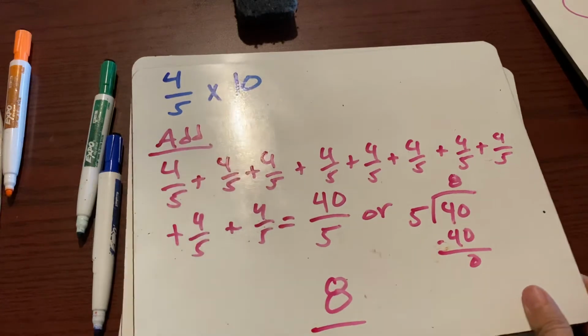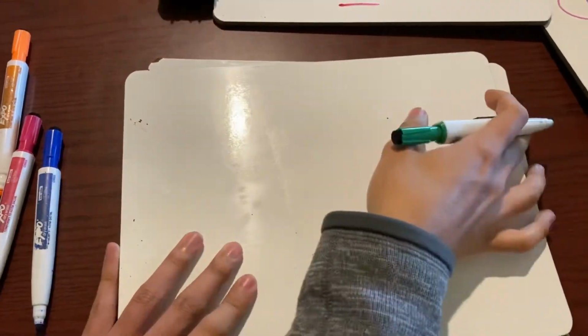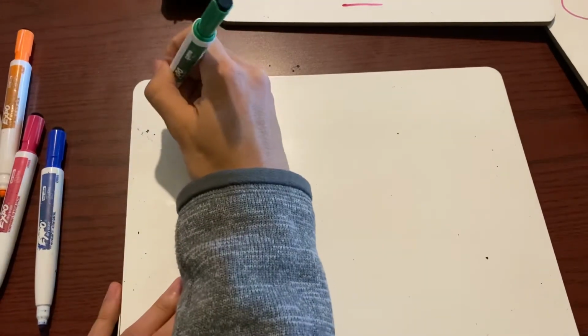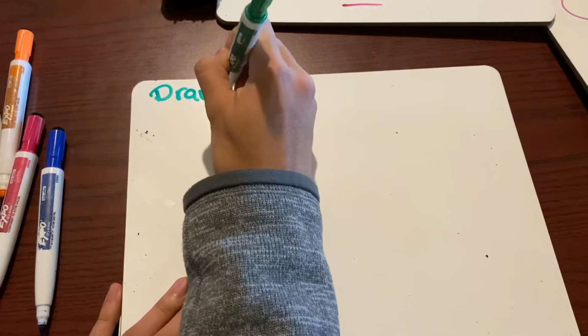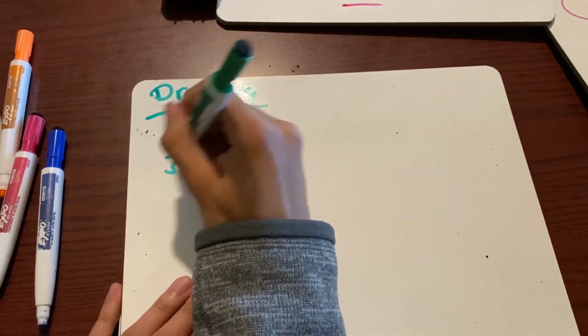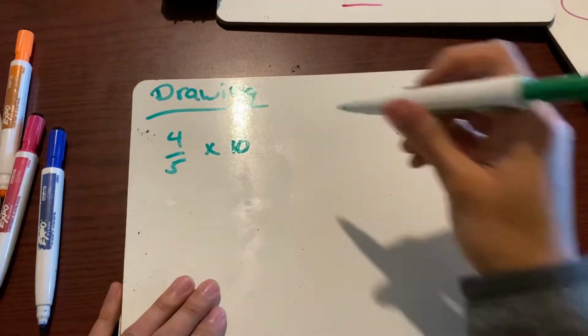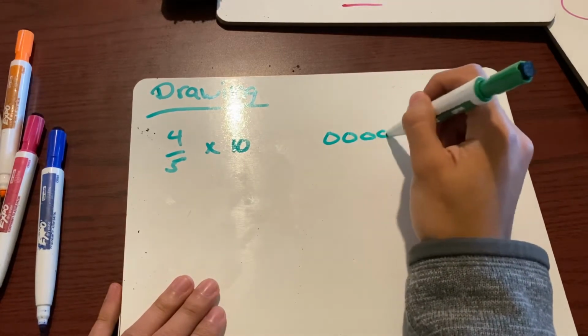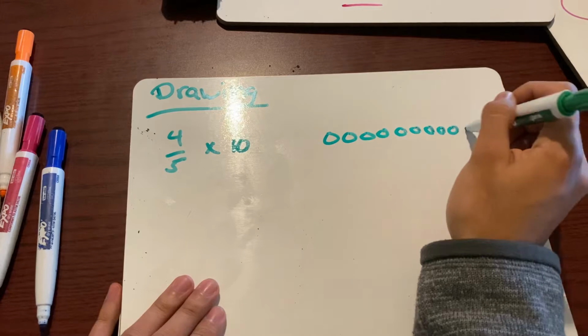Okay? Let's do it using our normal method, or how can we call this one? Let's call it our drawing method. I have 4 over 5 times 10. I have 10 circles. 1, 2, 3, 4, 5, 6, 7, 8, 9, 10.